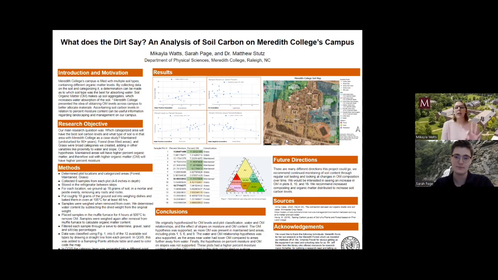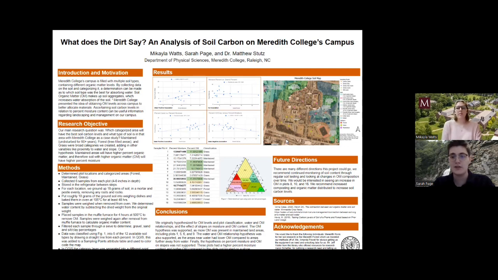So we had three areas: maintained, which was anything that's been undisturbed for 50 plus years; forest, which is any tree filled area; and grass, which is anything that's been disturbed in the past 50 years and isn't tree filled. These were pretty broad categories that we created, and we added in other variables like proximity to water and slope. Our hypothesis was that maintained areas will have higher percent organic matter, and therefore soil with higher organic matter will have higher percent moisture.